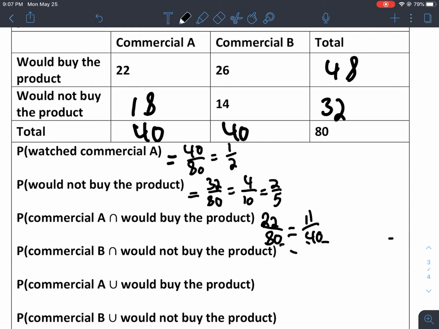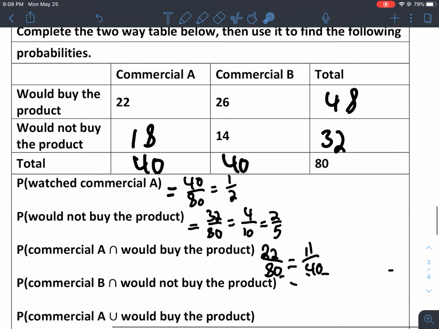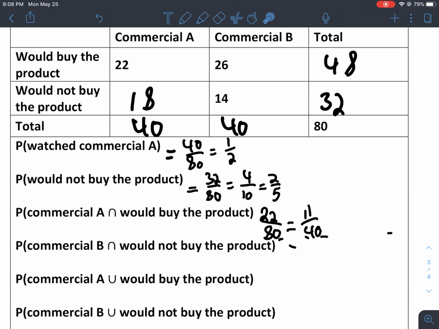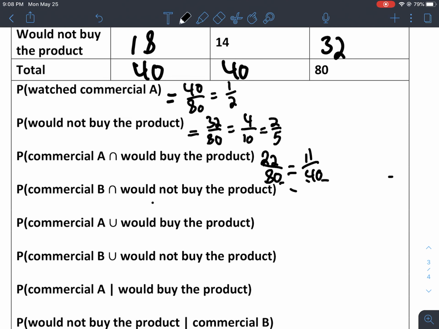Then, draw a little dashed line. Oh, gosh darn it. Okay, next is how many watched commercial B and would not buy the product. So this time I'm looking at commercial B, which is that row. Sorry, having some pen difficulties. This row here, and would not buy is this column, so our intersection is 14. I'm going to write it here: 14 out of 80, or 7 out of 40.